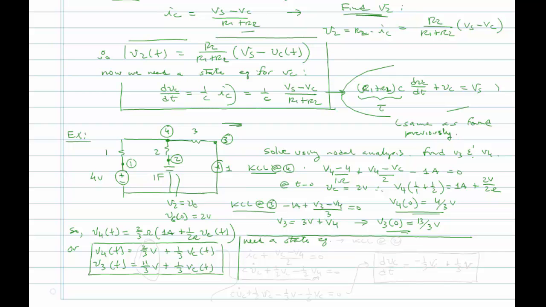So we can do that by writing a KCL at node 2. What we have is IC plus VC minus V4 over 2 ohms is equal to 0. IC is equal to C dVC dt, right? Plus 1/2 of VC minus 1/2 of V4.